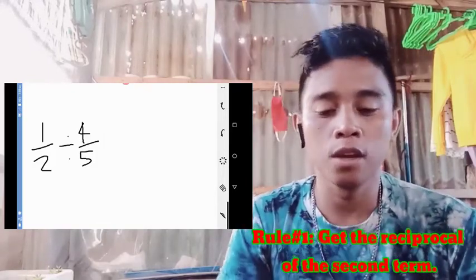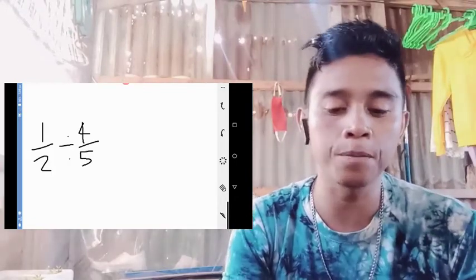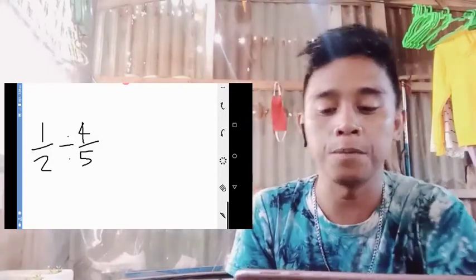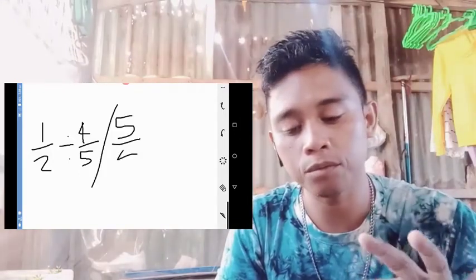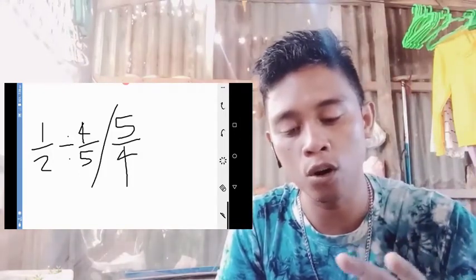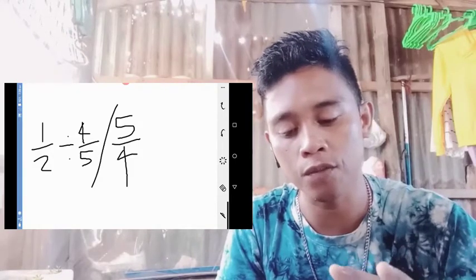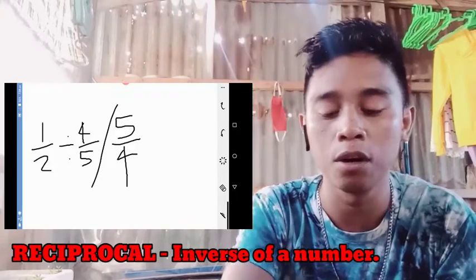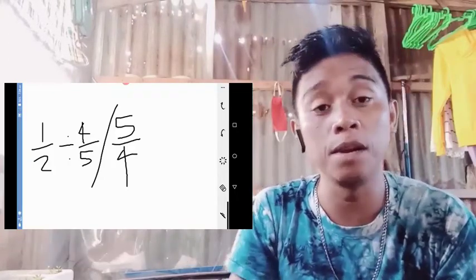Since our second term is 4/5, we need to get the reciprocal. The reciprocal of 4/5 is 5/4. When we say reciprocal, it is the inverse of a number, meaning ang kabaliktaran ng number.